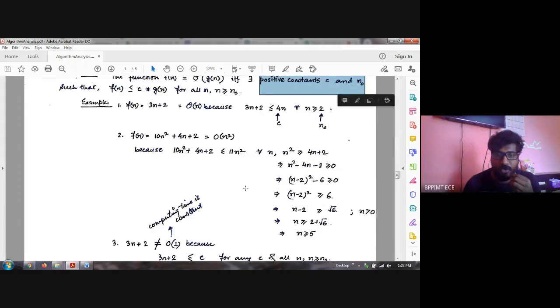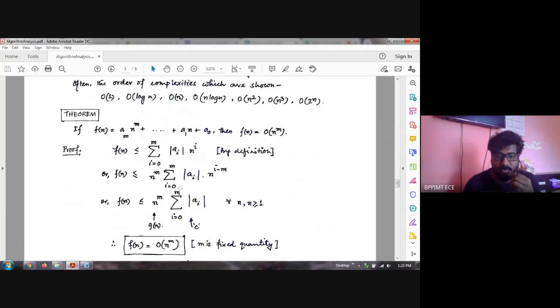So n0 is found to be 1, and c is found to be the summation of this. Summation of what? All the modulus of coefficients. Modulus are positive, so the summation of modulus is positive. So overall this summation is a positive quantity, and hence c is a positive quantity. So there exists some positive constant c, which is here the summation of mod of ai for i equal to 0 to n, and a particular n0 value which is equal to 1. Here n0 equal to 1, and c. The inequality f(n) less than or equal to c g(n) is satisfied.